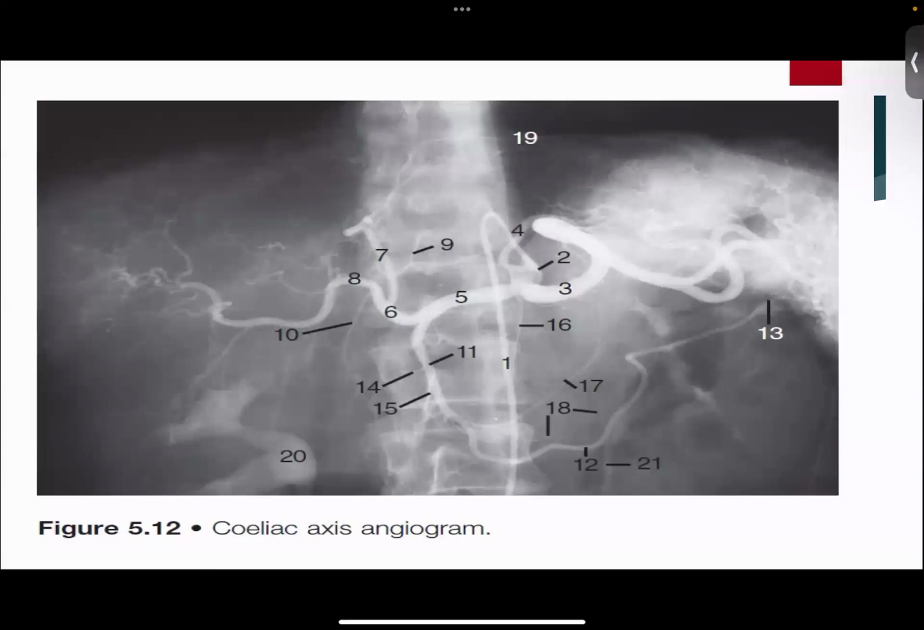Number 3 is the splenic artery, which gives the short gastric vessels and the left gastroepiploic artery, number 13. And this is number 4, the left gastric artery, the main branch from the celiac trunk. And number 5 is the common hepatic artery, which gives the hepatic artery proper and the gastroduodenal artery. The gastroduodenal artery gives the right gastroepiploic branch, and the hepatic artery proper divides into right hepatic and left hepatic, and we have the right gastric artery, a small vessel, which arises from the left hepatic artery.